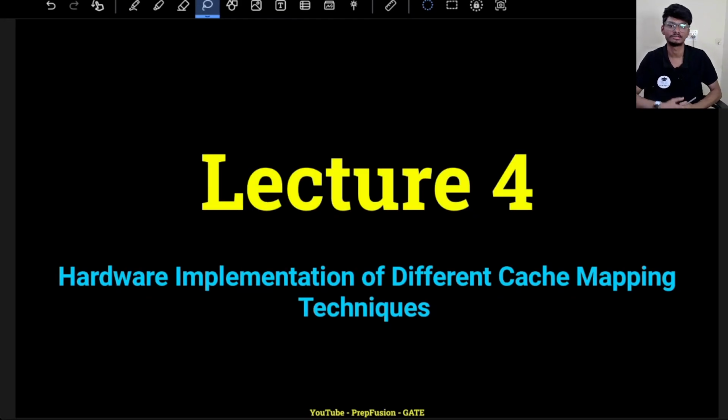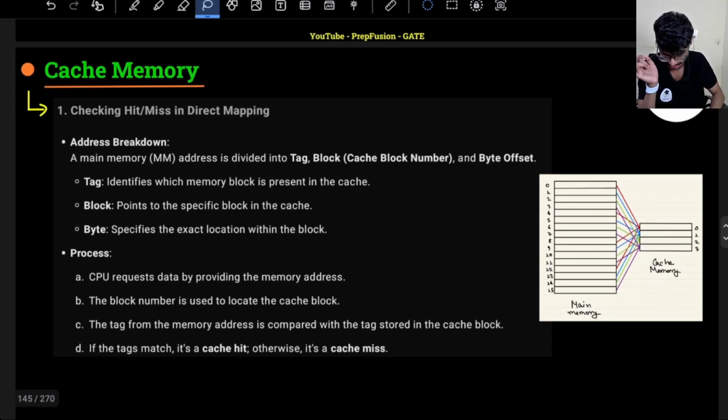So today we will start with lecture 4 of the cache memory chapter. Today we will discuss the hardware implementation of different cache mapping techniques. We already know the different types of cache mapping, like direct mapping and set associative mapping. So how will I implement those mappings in hardware? That is what we will understand.